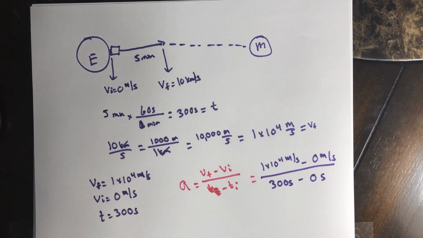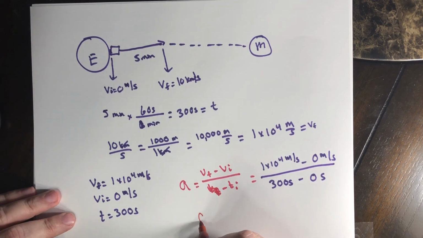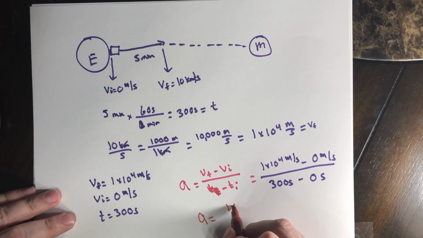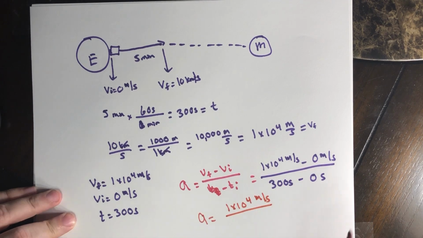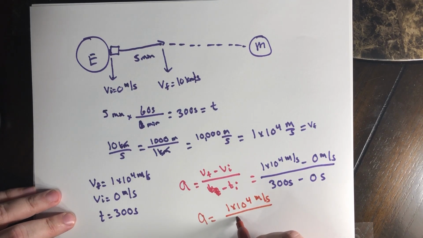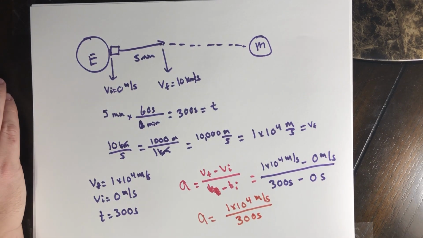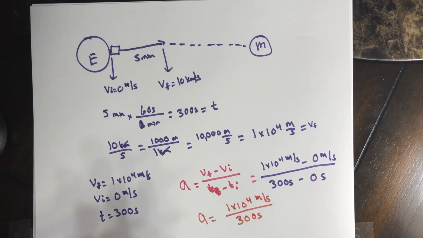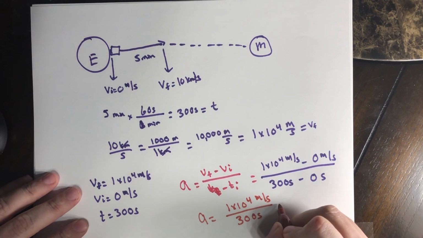So if we put all that together, 1 times 10 to the 4th minus 0 is just 1 times 10 to the 4th meters per second, over 300 minus 0, which again is 300 seconds. So if we do 1 times 10 to the 4th divided by 300, that's going to give us about 33.